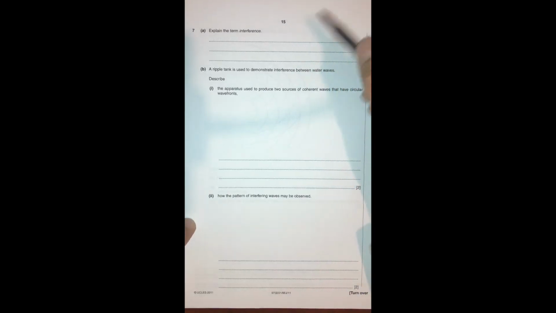In this video, I'll be going over a question related to the learning outcomes. Explain and use the principle of superposition of waves, and explain experiments that show diffraction and interference. This question comes from ACE Physics Syllabus Code 9702, Paper 21, from May-June 2011. Question number 7. It reads, explain the term interference.